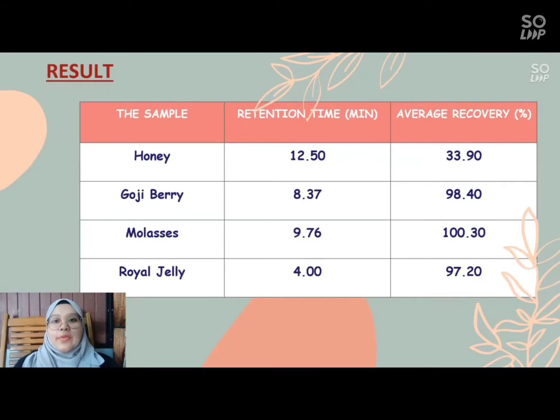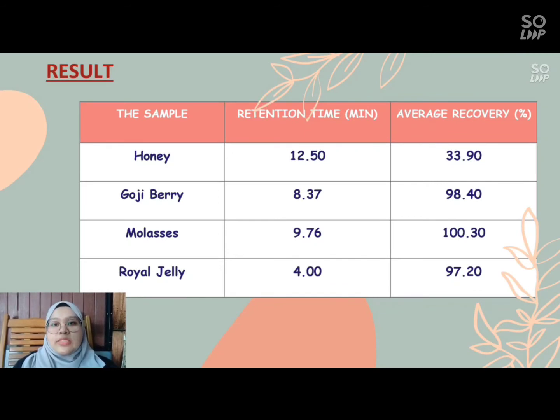For the result part, we have observed the retention time in minutes and the average recovery for glucose in 4 different types of samples, which are honey, goji berry, molasses, and royal jelly. For the honey, the retention time is 12.5 minutes and the average recovery was 33.90%. For the second sample, the goji berry, the retention time was 8.57 minutes with 98.14% average recovery.